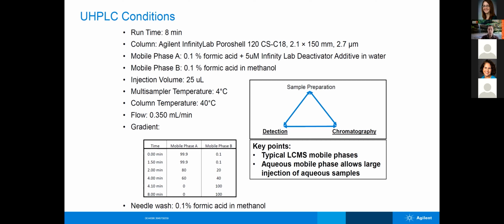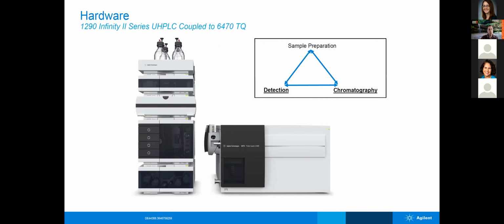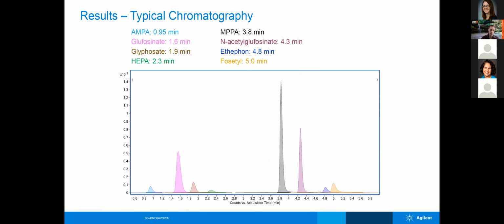So key points here: these are typical LC-MS mobile phases, and the aqueous mobile phase does allow a large injection if we want. We're using Agilent hardware here, a 1290 HPLC and a 6470 triple quad. So this is the detection and the chromatography pillars of that triangle.